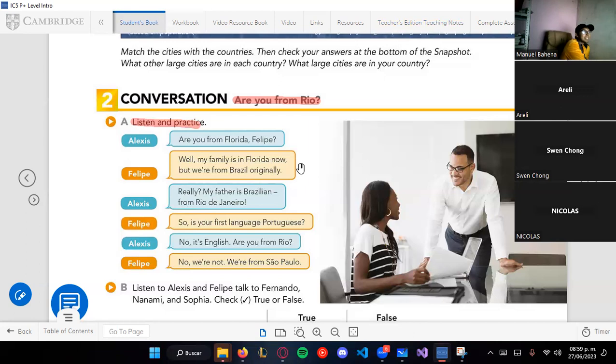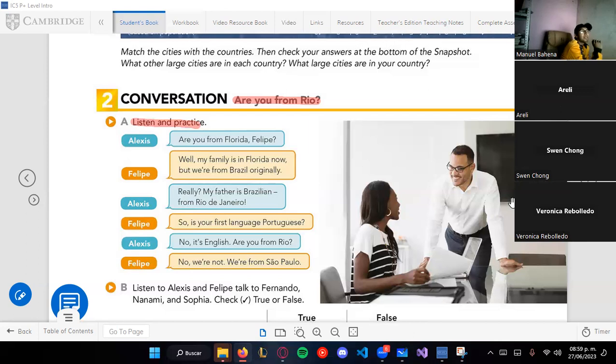So, for example, Alexis says, are you from Florida, Felipe? What does that mean? Are you from Florida, Felipe? Eres de Florida, Felipe. Okay? And then Felipe says, well, my family is in Florida now. Bueno, mi familia está en Florida ahora.